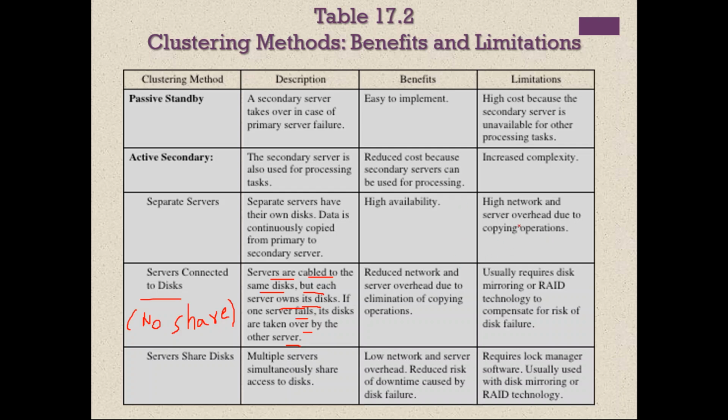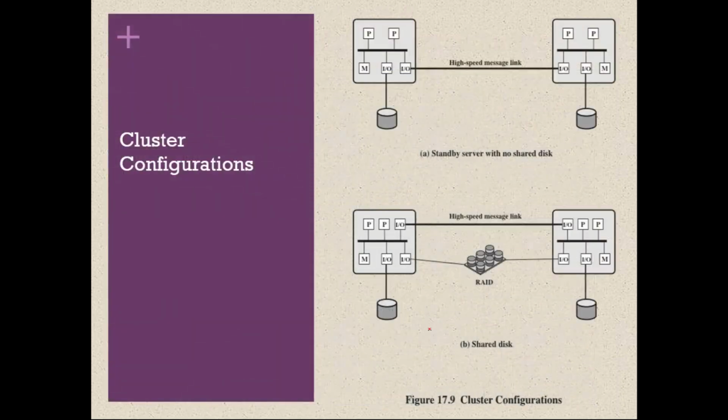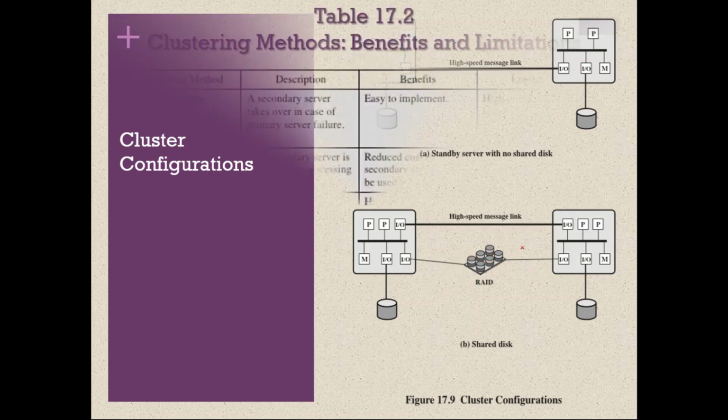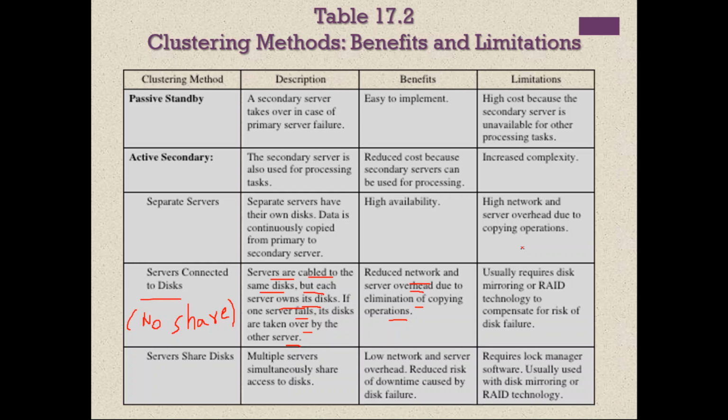The benefit of this model is that it reduces network and server overhead due to the elimination of copying. Here we need not copy. Server 1 will write only to volume 1, and server 2 only to volume 2. Only when somebody fails will the other get access to the other volume. The limitation of this method is that to implement it we need a RAID disk, that is, a redundant array of inexpensive disks.